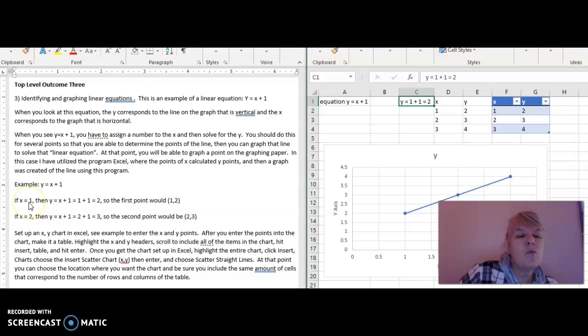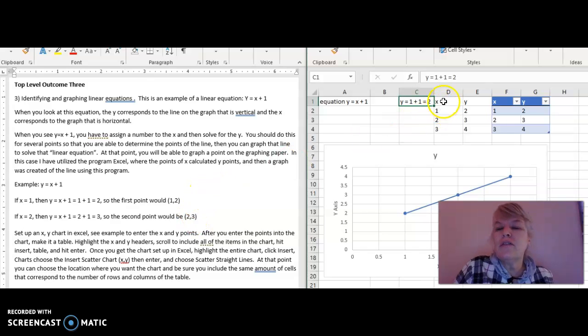If x equals 1, then y equals x plus 1, which equals 1 plus 1, which equals 2. So the first point of x, y would be 1, 2, meaning when x equals 1, y equals 2. If x equals 2, then y equals x plus 1 equals 2 plus 1, which equals 3. So the second point would be x equals 2, y equals 3.